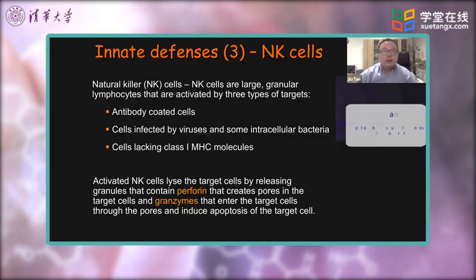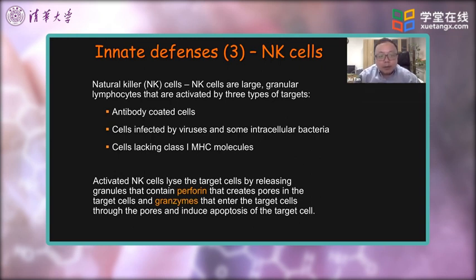So the third mechanism of innate defenses is the NK cells, natural killer cells. As you can guess from the name, these are the cells that can kill other cells. NK cells are large granular lymphocytes that become activated by three types of target, either antibody-coated cells.